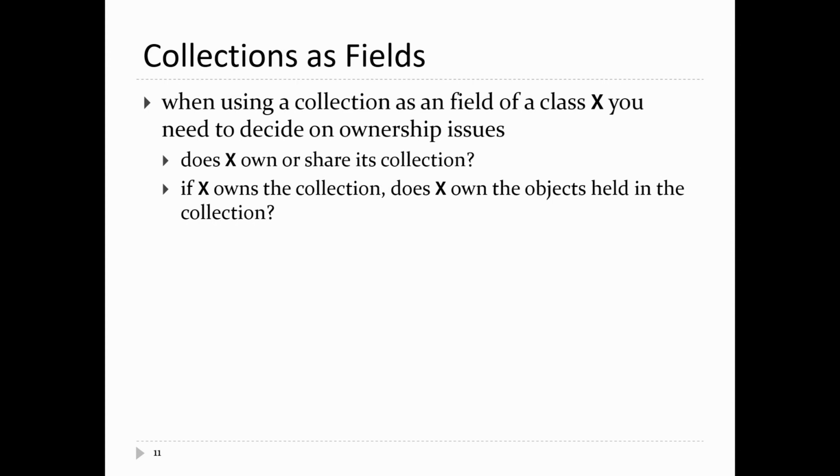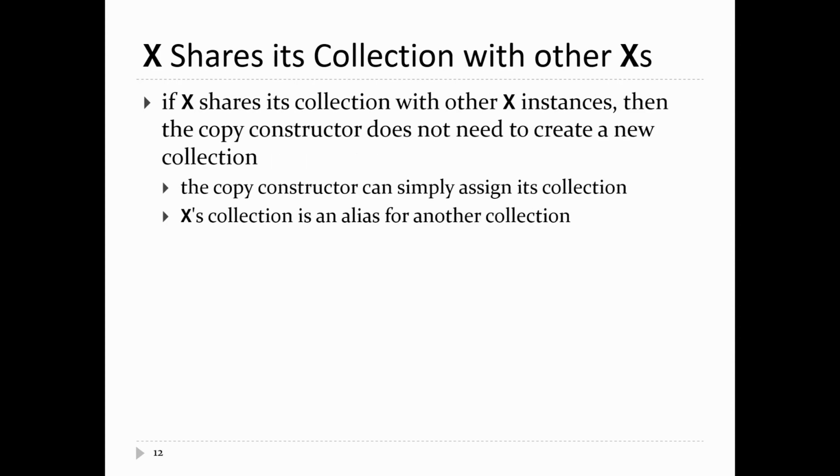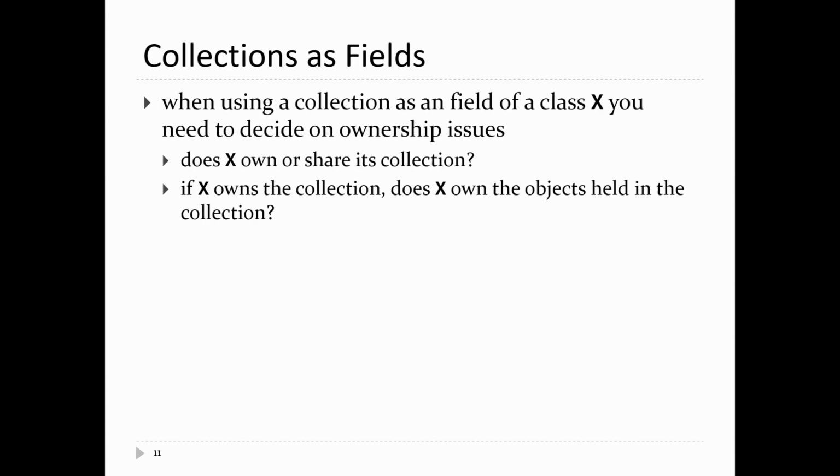Once you've decided that, if X owns the collection, you have to decide whether it actually owns the objects that are inside the collection. Okay, so X shares its collection with other X's. Here we're implementing aggregation. We're going to do all three: polygonal model does not own its collection, so it doesn't own its triangles; polygonal model owns its collection but doesn't own its triangles; polygonal model owns its collection and its triangles. So part one is aggregation.